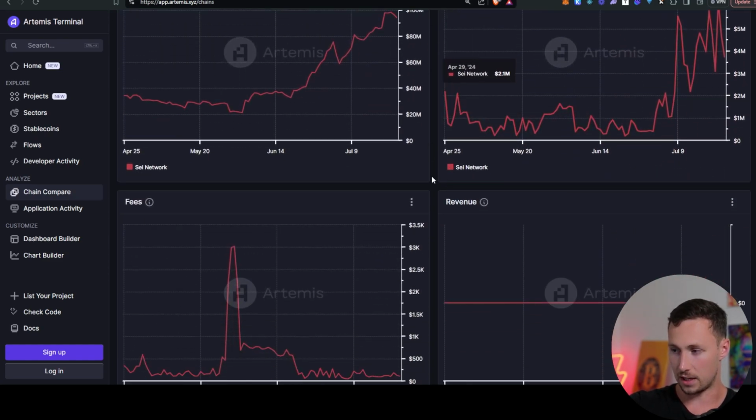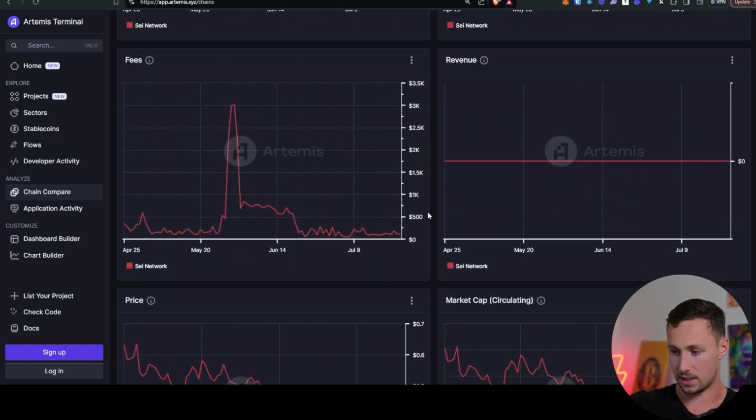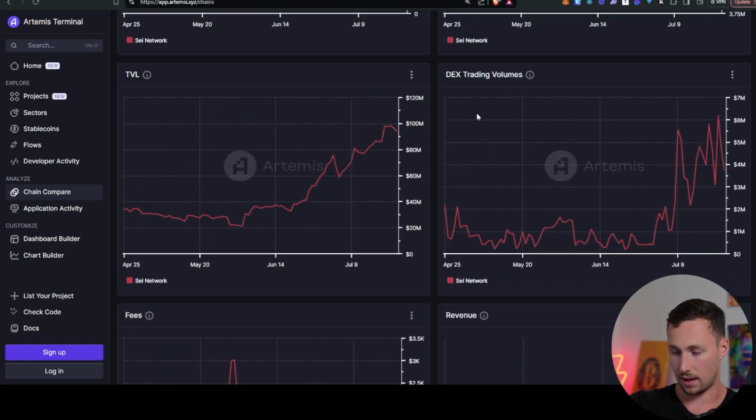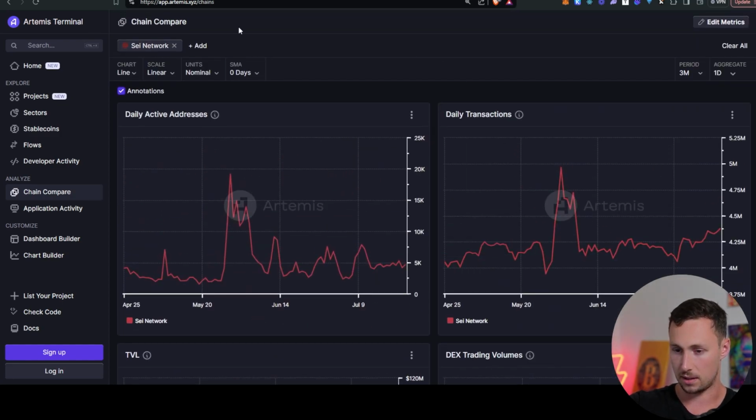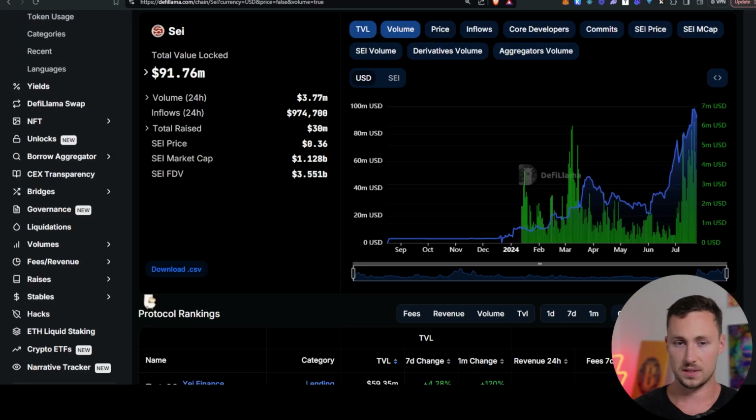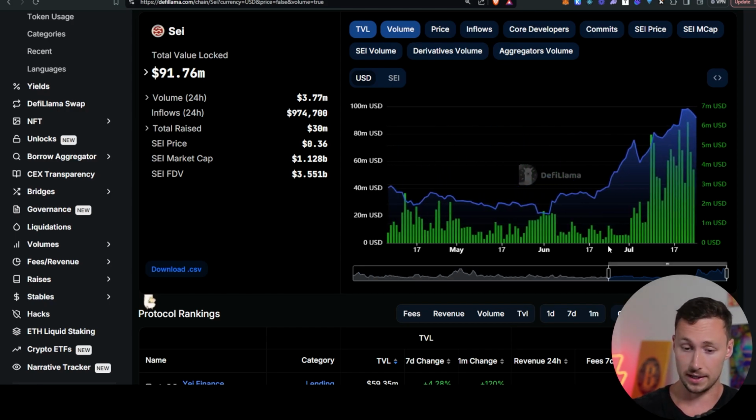And then they do have TVL, DEX trading volumes, etc. on here. However, I tend to use DeFi Llama for those stats. So let's say in brief, my assessment of this would be growth on the stats look good. However, I'd like to see them grow more to really come into and justify that market cap.